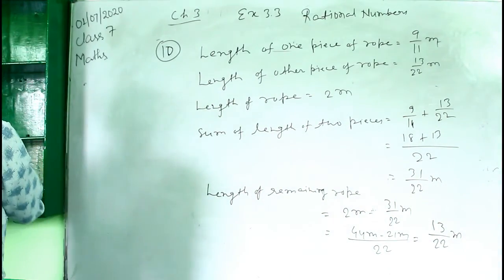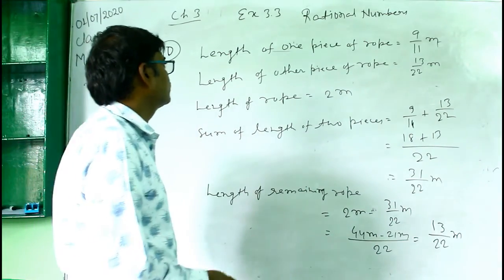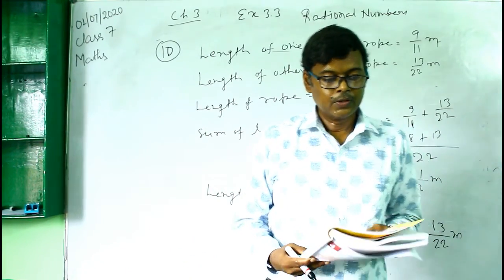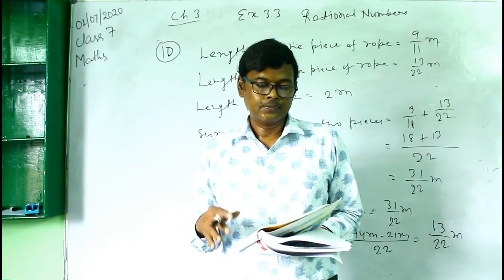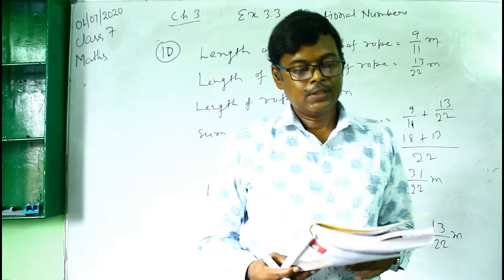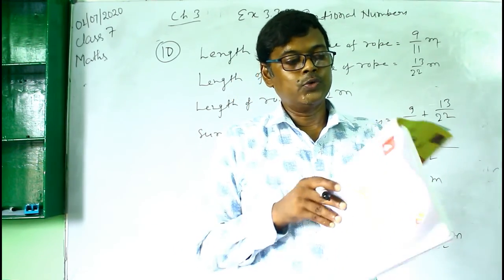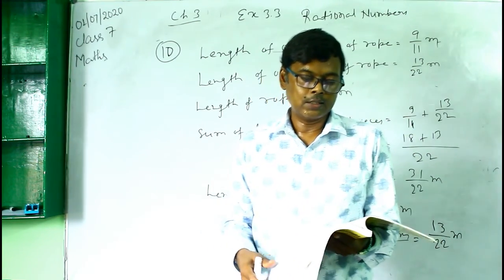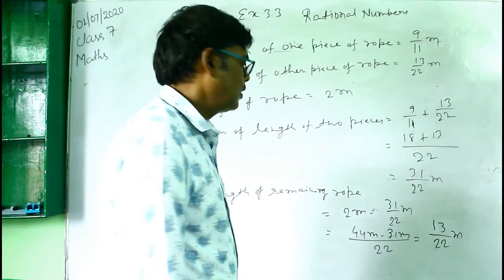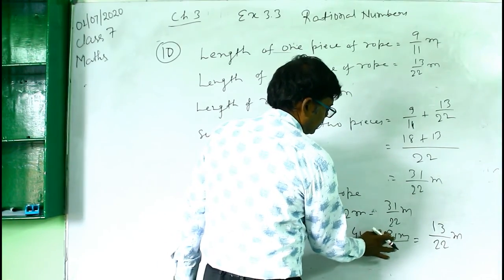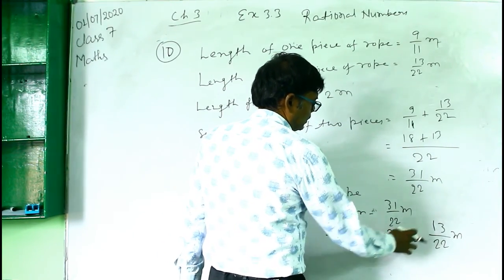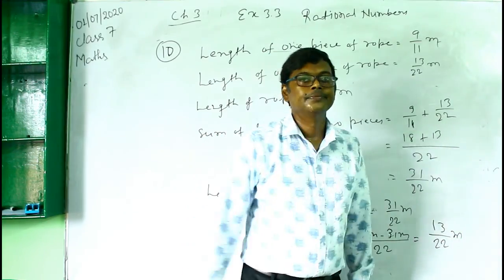Okay, so in this way we will solve these questions, and there are some questions which are left. So you have the homework of this exercise. I hope you understood this lesson properly, and in the next class I will start decimals. Here there is a small correction: it is 31, so 44 minus 31 gives 13/22 meters. Okay, thank you for watching.